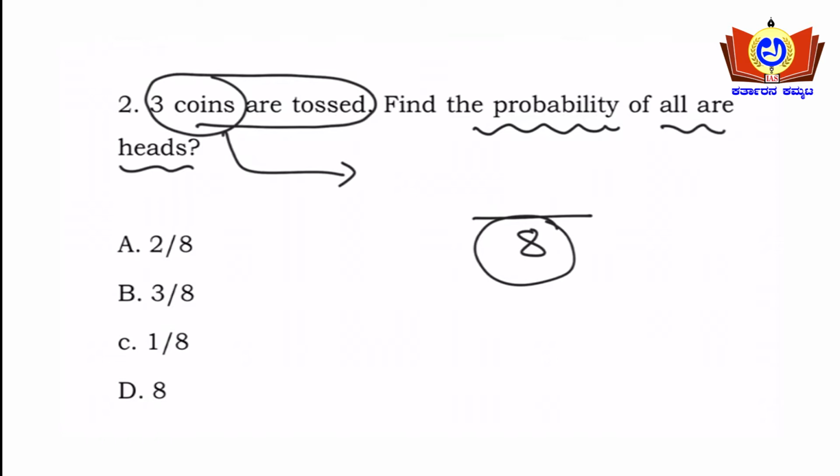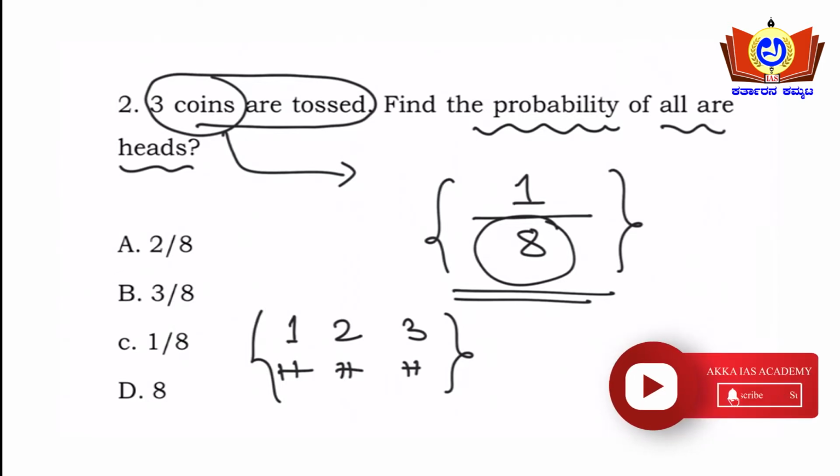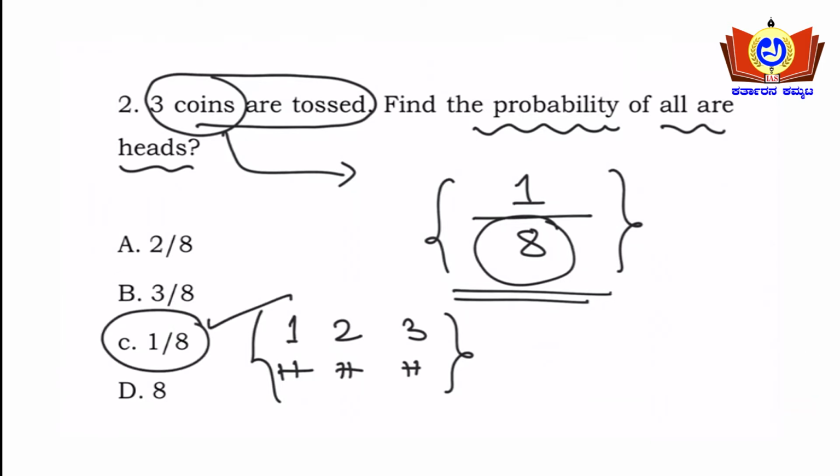What the question is asking is the probability that all are heads. That means coin 1, coin 2 and coin 3 should all be heads. Only one possibility, all heads, so the answer is 1 by 8. Simple, right? When you understand the concept, arriving at the answer is very easy. No need to write sum of observations divided by possibilities, the formula will be in your head. So 1 by 8 is the correct answer. Moving on to the next question.